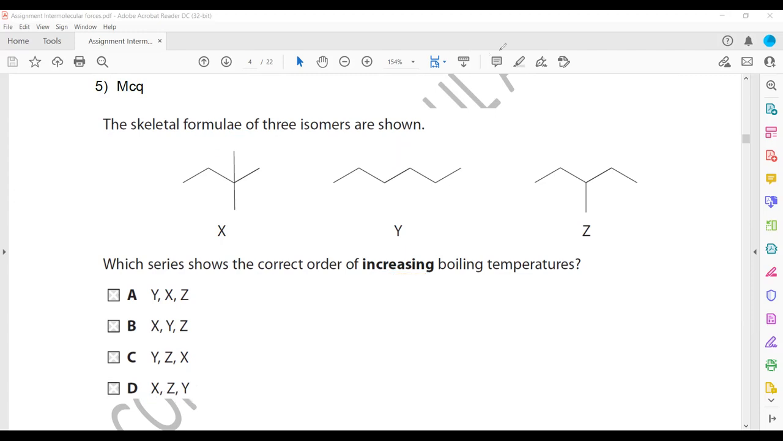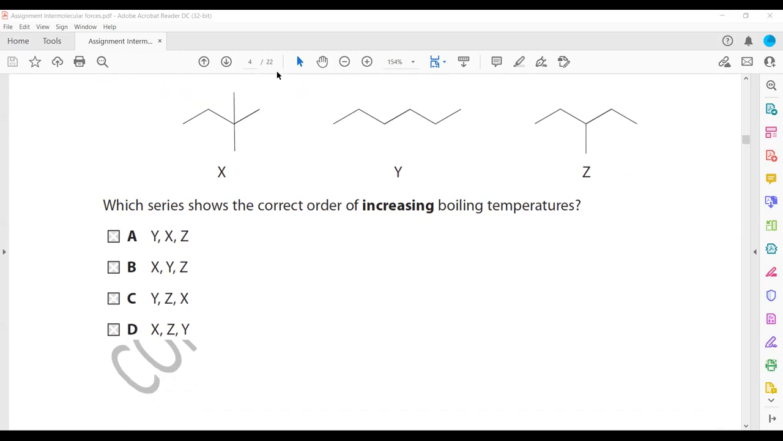Sometimes they ask for a reason for that. So what will be the reason? You will mention that as the number of branches increases, the surface area in contact between molecules decreases. That's why the boiling point decreases.